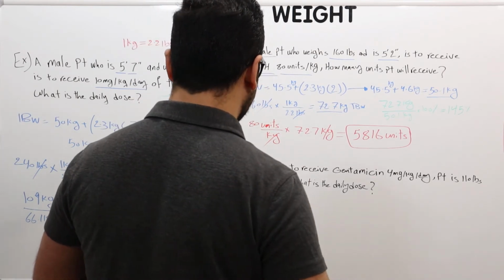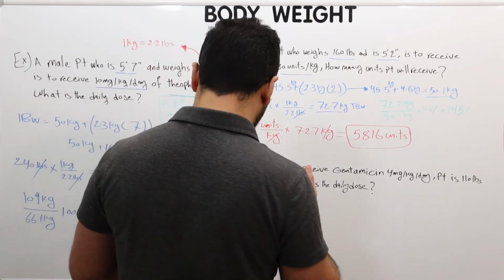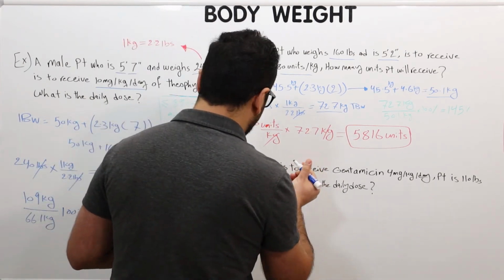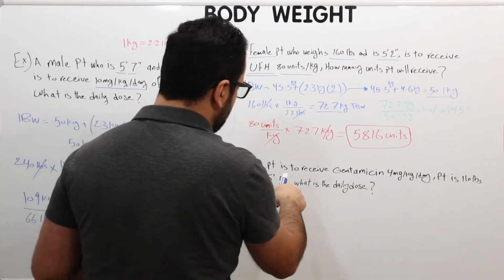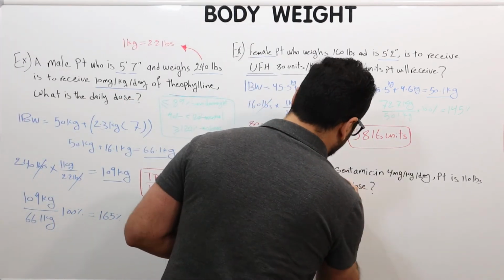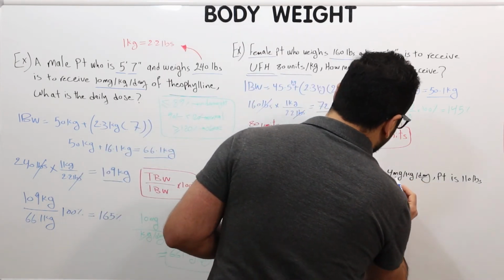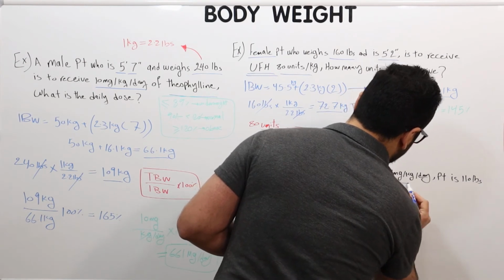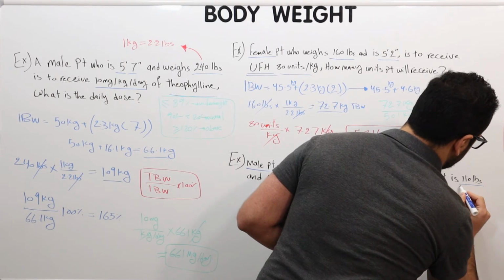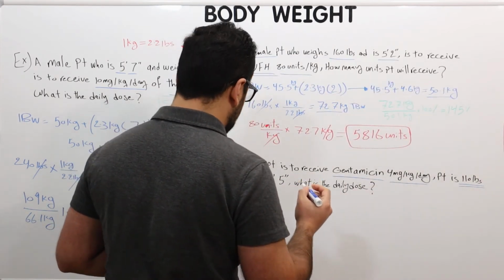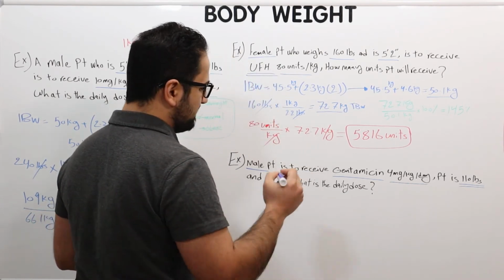Now, let's move on to question number 3. Question number 3 says, male patient. Okay, so we have a male, so we know we're going to end up using the ideal body weight equation down there. The patient is to receive gentamicin. Okay, so the patient has an infection and is going to be receiving gentamicin 4 milligram per kilogram per day. So this is the dose. The patient is 110 pounds, so we know the patient's weight is 110 pounds, and is 5'5", so 5 feet and 5 inches. What is the daily dose?